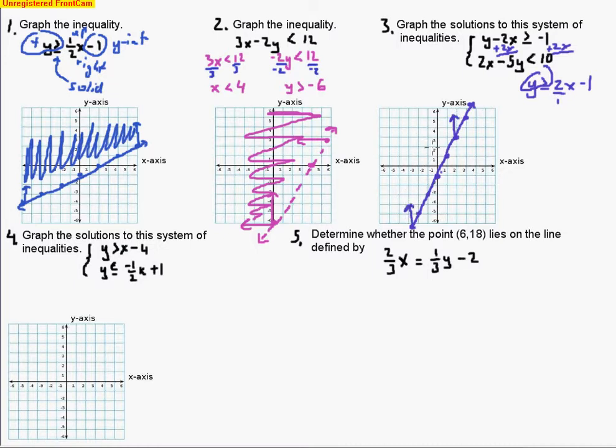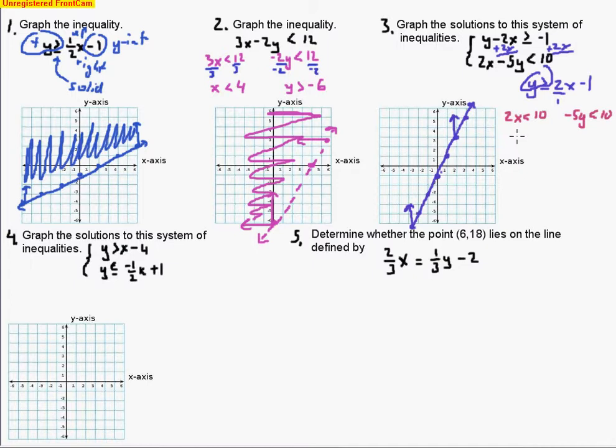So this is the side that we would shade, but we first want to find out what the other line looks like. So this is a good one for x-y intercepts again. We could solve for y, but there's a little more work to do. So I think x-y intercepts might go quicker. So let's just take the 2x is less than 10. Negative 5y is less than 10.